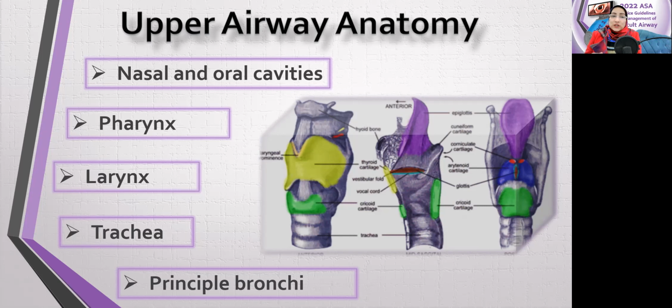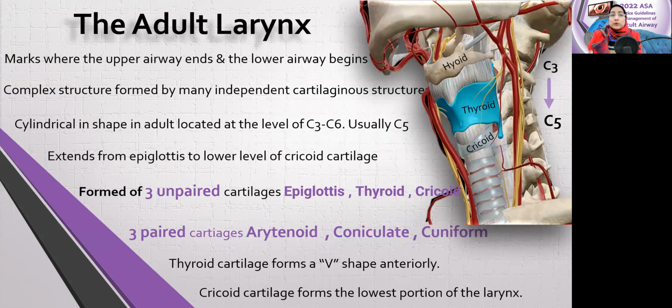Pharynx is a connection between the oral and nasal cavity. It is a muscular tube connecting the nose and oral cavity with the trachea and esophagus. Its function is to humidify and warm the air entering our body. As we mentioned, other parts of our airway are the larynx, trachea, and principal bronchi.